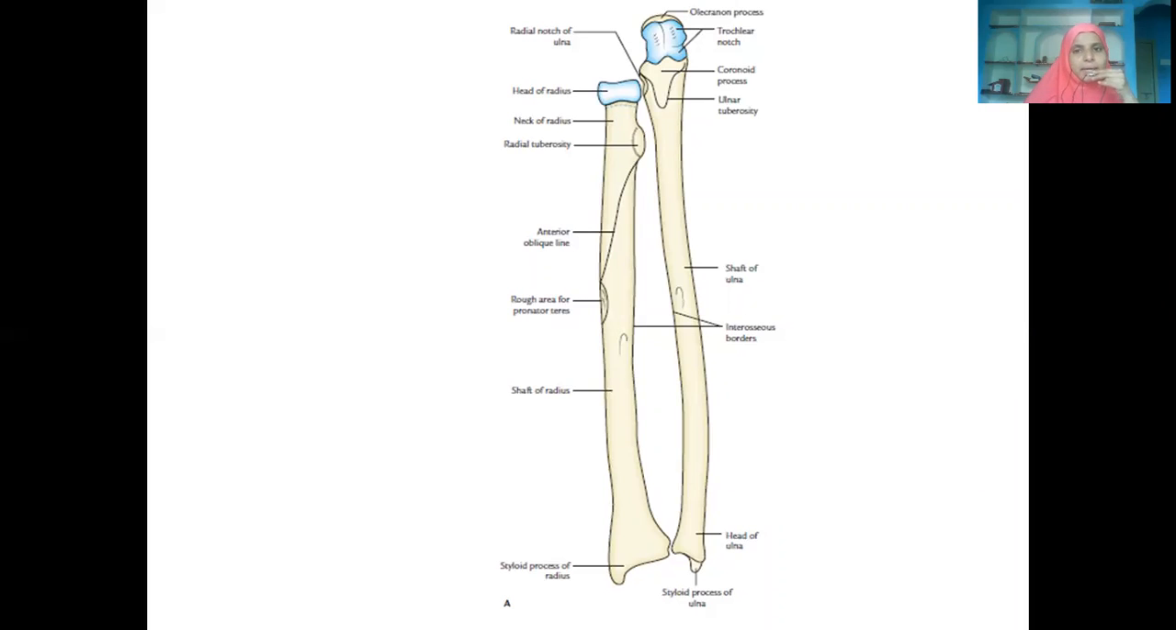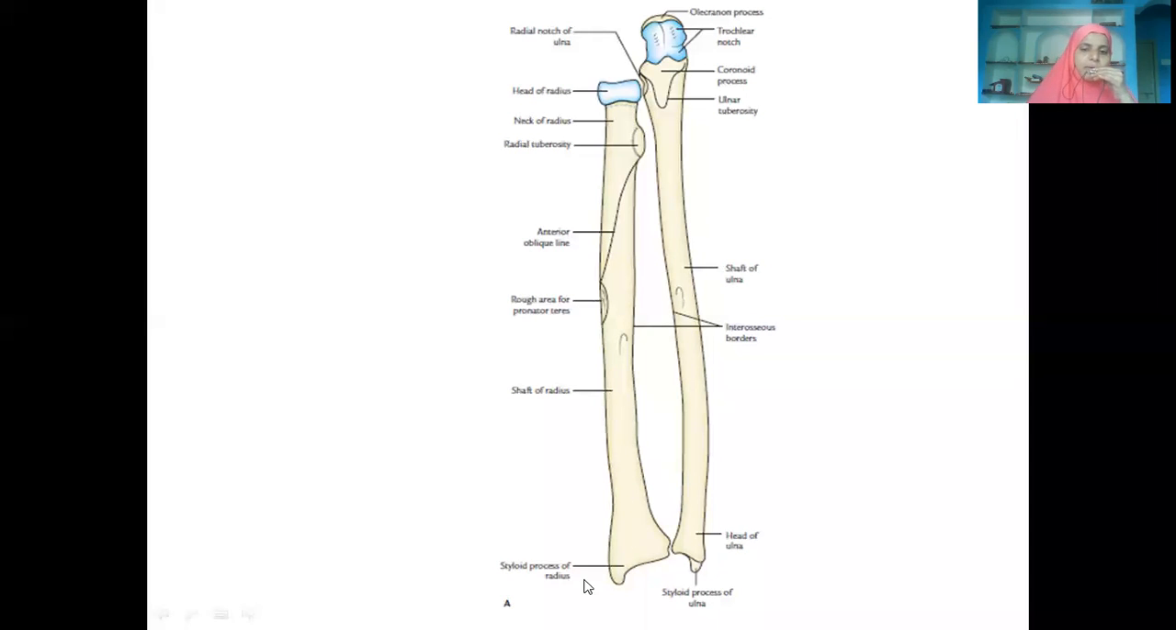So immediately below the head we have the neck. And like any other bone, the articular surfaces are always covered with hyaline cartilage. So even this is covered with hyaline cartilage. So this is the head, then we have the neck. Just below the neck we have this elevation which is called the radial tuberosity. Now this is the upper end, and after that we have the shaft.